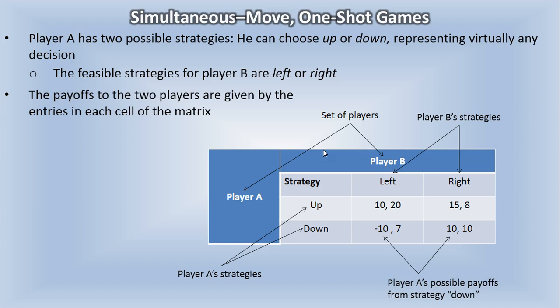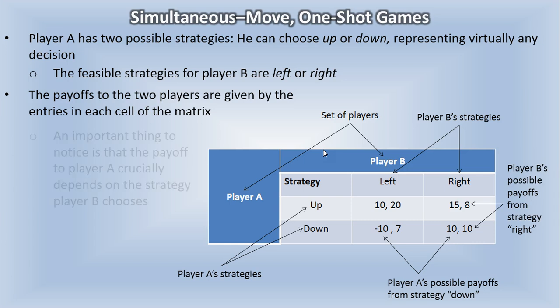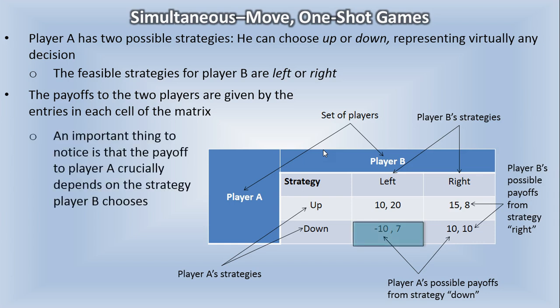So each cell has 2 numbers. The number on the left represents the payoffs for player A, and the number on the right represents the payoffs for player B. An important thing to notice is that the payoff to player A crucially depends on the strategy chosen by player B, so interdependence, right? So if player A were to choose down and player B were to choose left, then player A would wind up with -10 and player B winds up with -7.